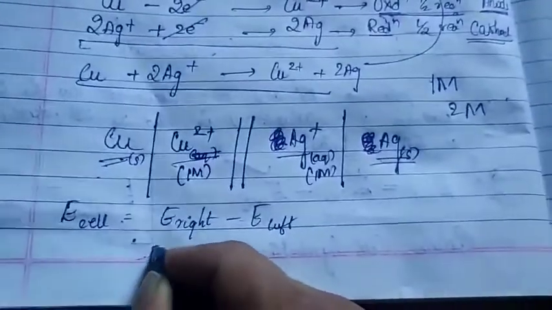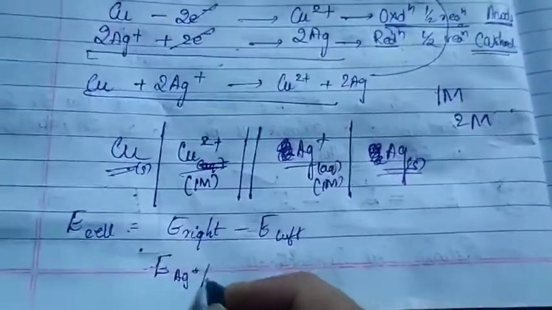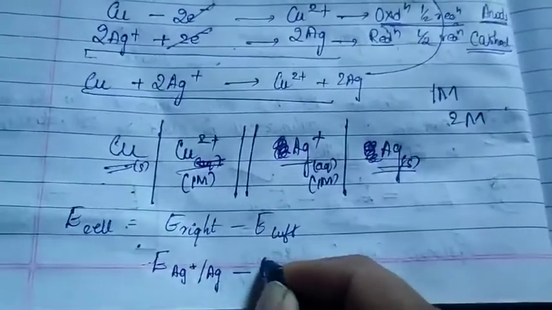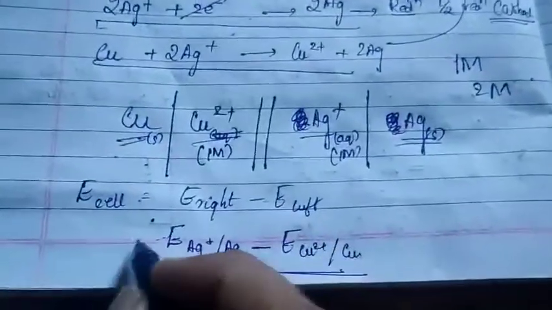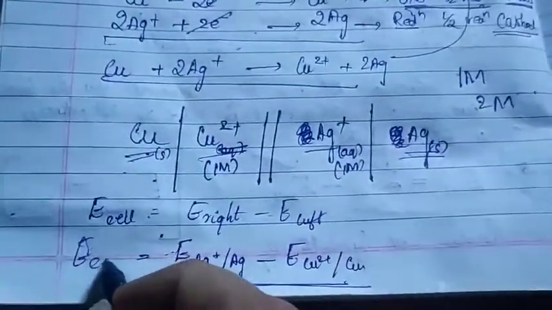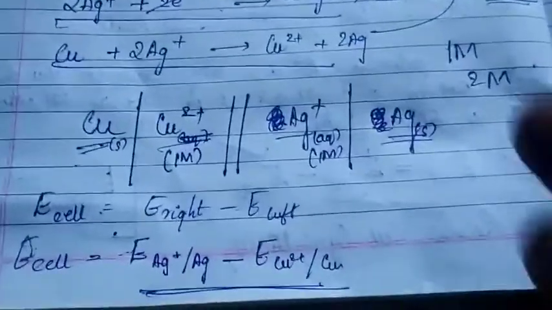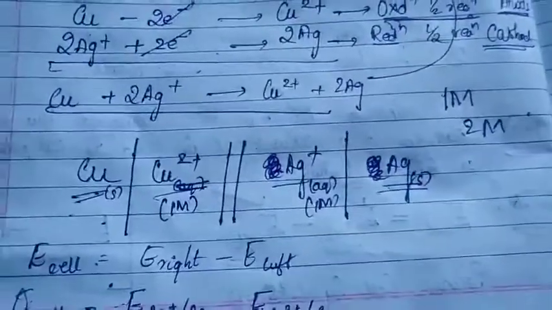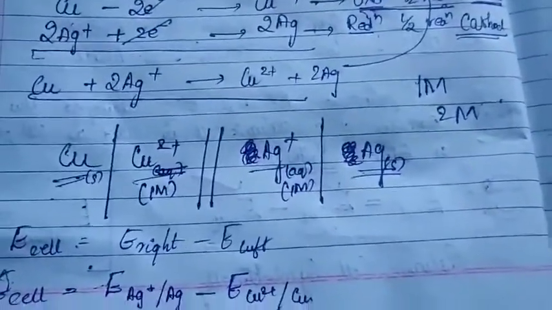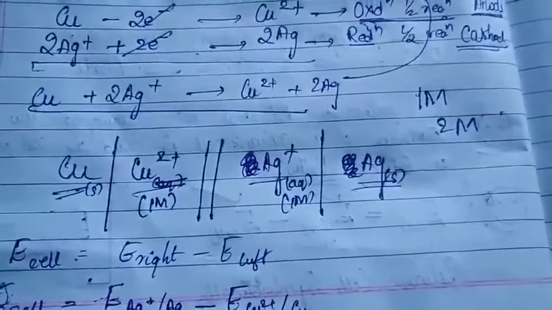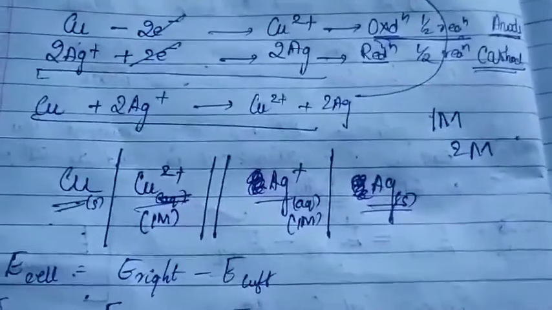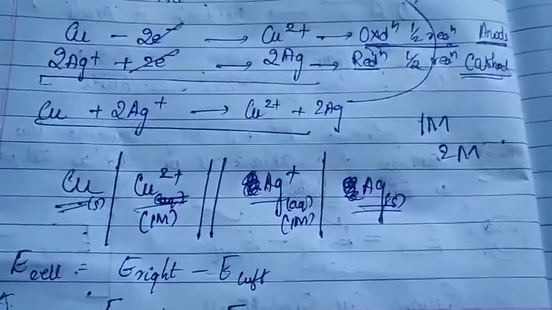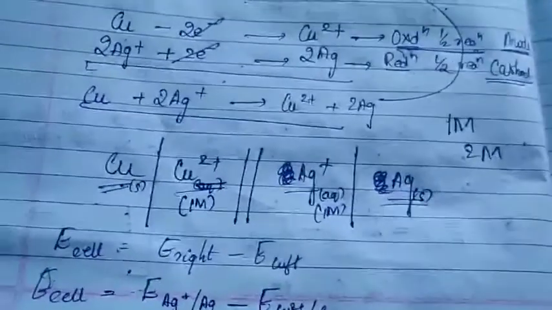Yes. So E of Ag plus bar Ag minus the standard electrode potential or the electrode potential of Cu2 plus bar Cu. So when you take the respective potentials and take the difference of them, you will be getting the overall cell potential. So this is the way of representation of your galvanic cell and to calculate the cell potential of that particular cell. Is that clear? So these were quite important things one has to know to proceed further in this chapter.